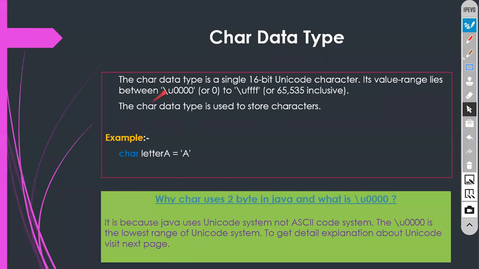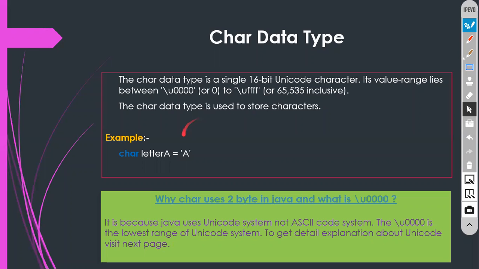So here, the character type. We are not using any kind of ASCII code system in Java programming. We are using the Unicode system. That is the reason this character type will hold 2 bytes of memory. The character data type is a single 16-bit Unicode character. Its value range lies between 0 and 65,535.